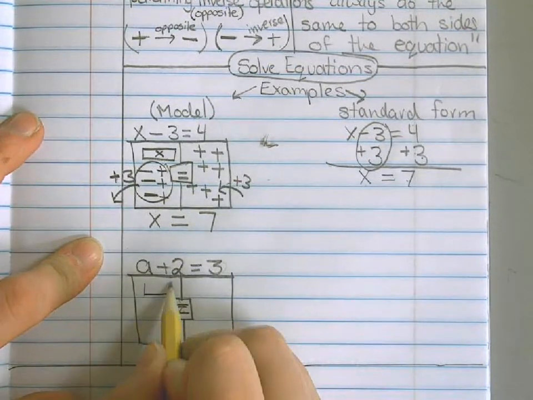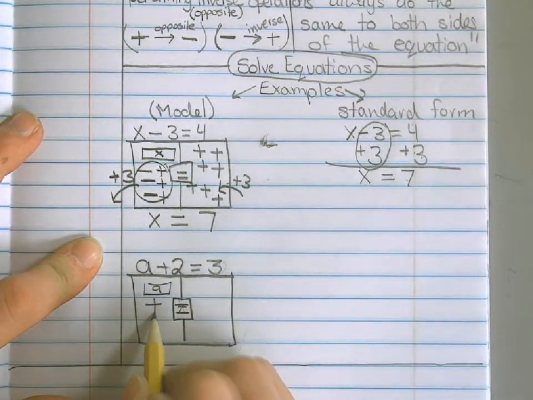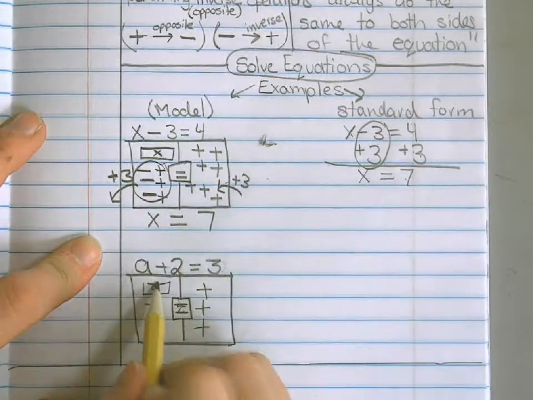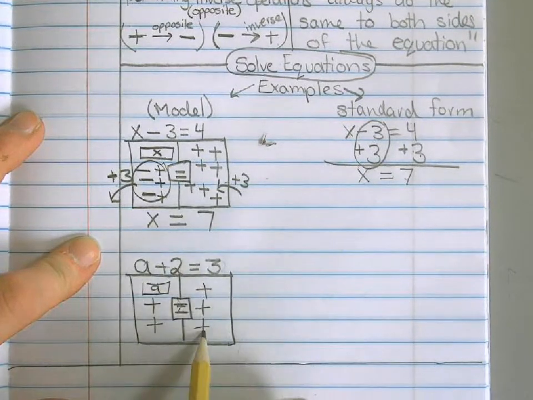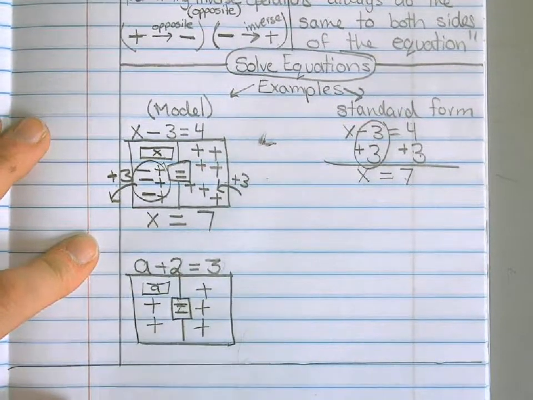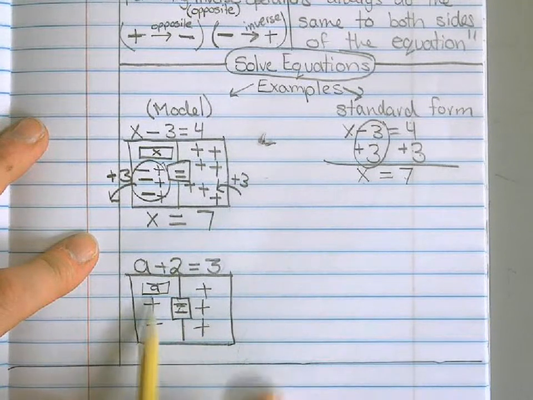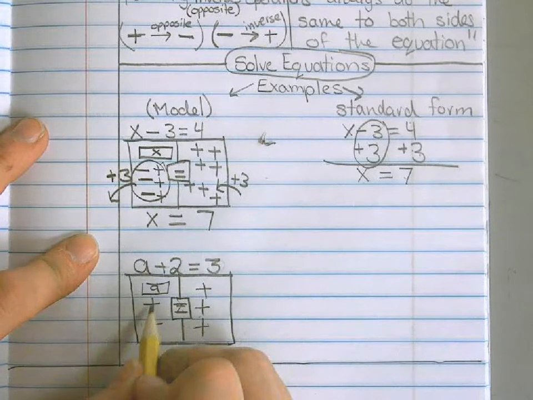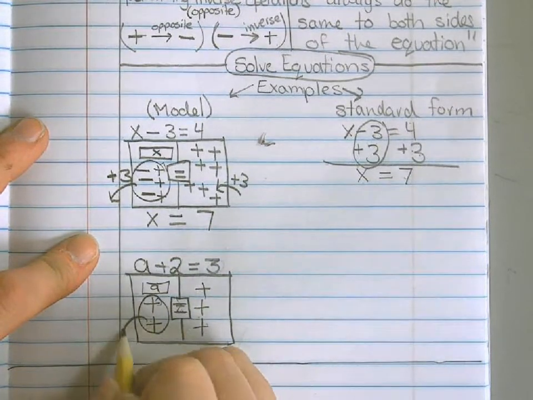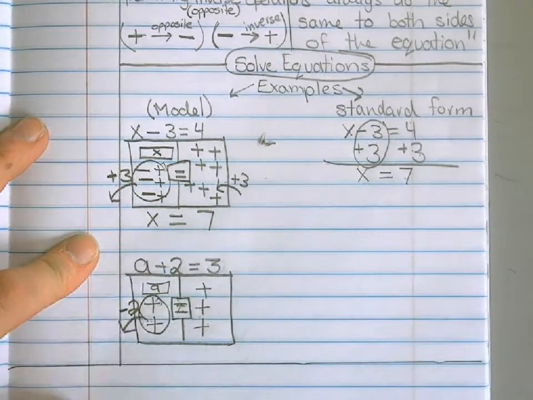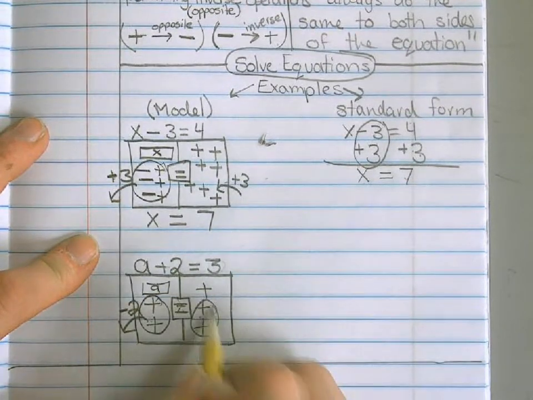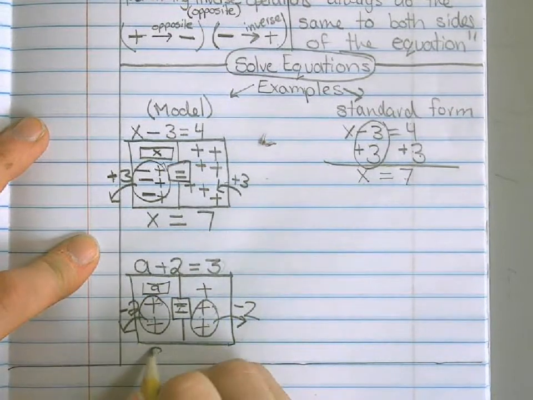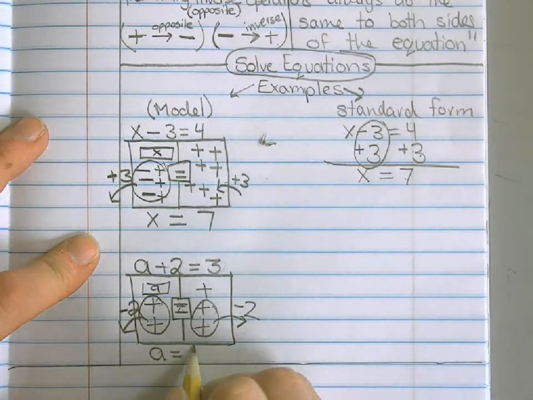So I have a. I'm going to draw my a here. I have 2 positives on this side, and I have 3 positives on this side. A plus 2 equals 3. Okay, so right away I'm seeing I have 3 positives over here, I have 2 positives over here, so I know I have positives on both sides, so I can just subtract or minus 2 positives on this side, and I'm going to minus 2 positives on that side. So I have a equals 1.